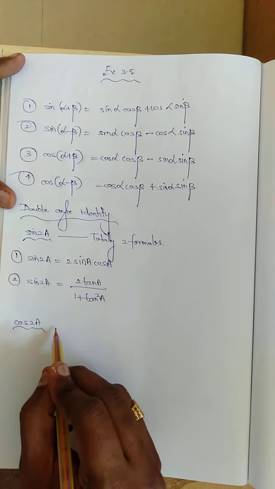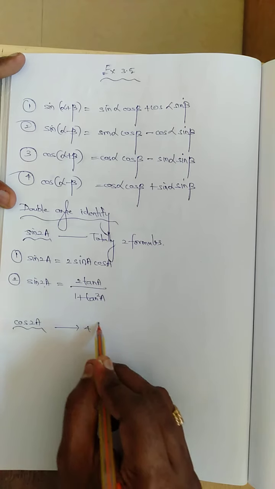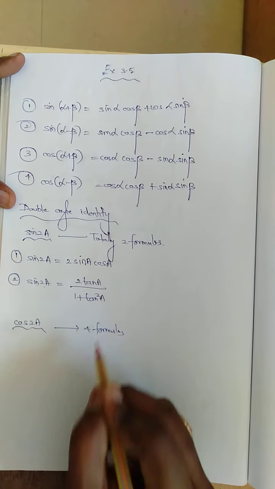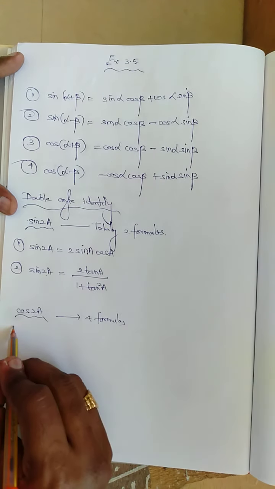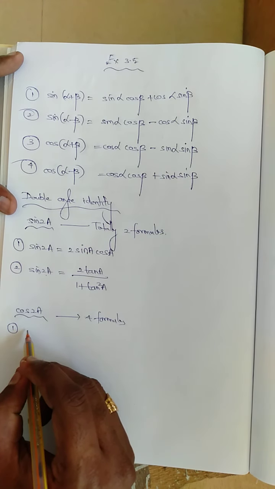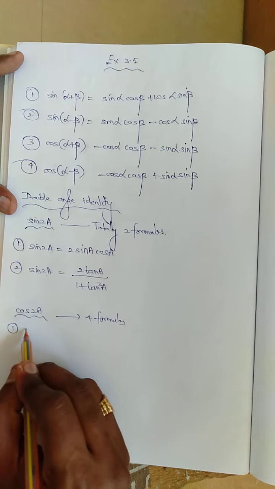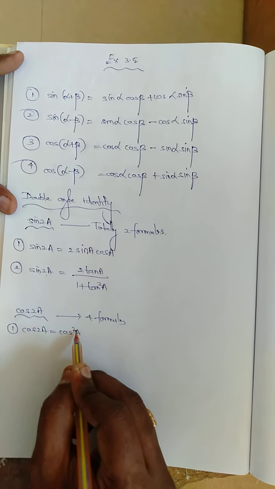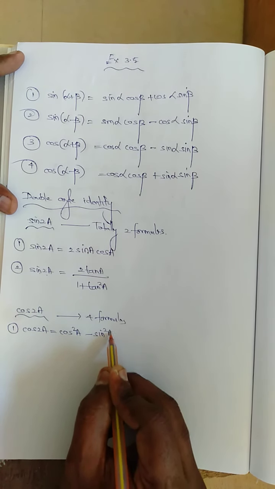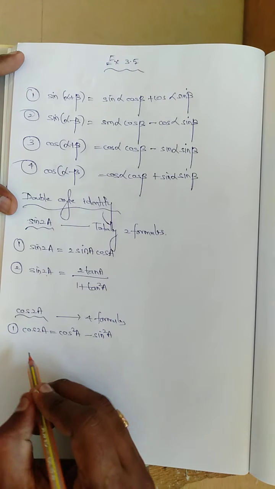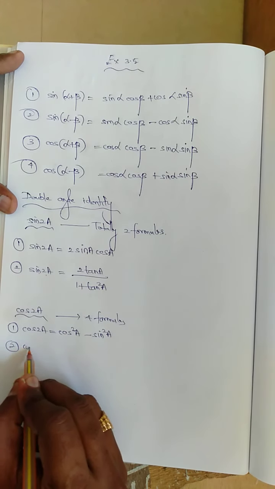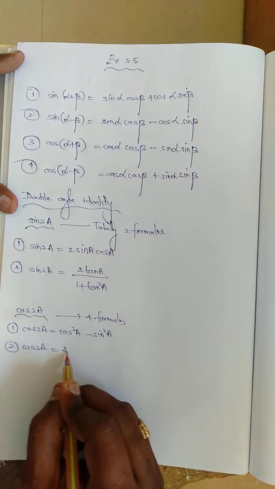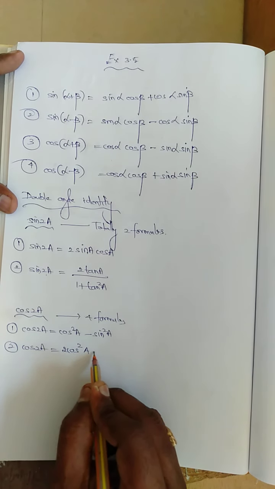Next, I am going to see cos 2a formulas. For cos 2a, there are totally 4 formulas. What is the first formula for cos 2a? The first formula is a very important formula: cos 2a is nothing but cos square a minus sine square a. The second formula for cos 2a is 2 cos square a minus 1.